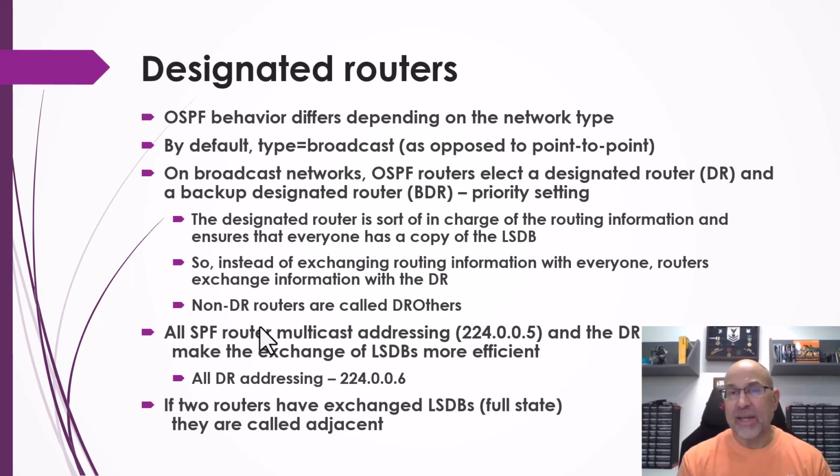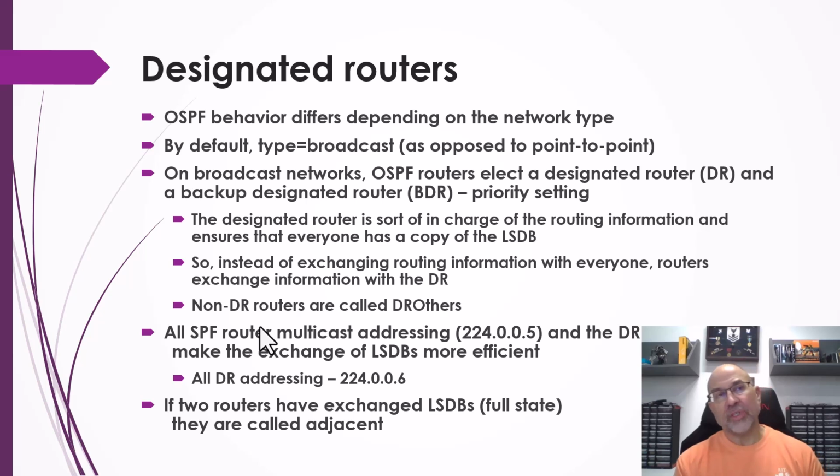Any router that's not a designated router is called a DR other, or a "druther." Now, the ability to use the multicast address to flood everything to everybody, and the designated router being the one that makes the exchange of Link State databases, makes OSPF more efficient in getting the information to everybody. We can also use the only designated router's address of 224.0.0.6.